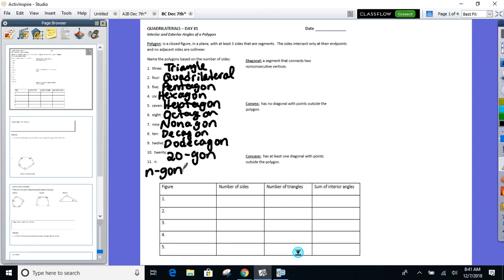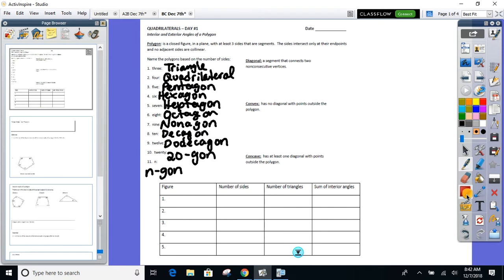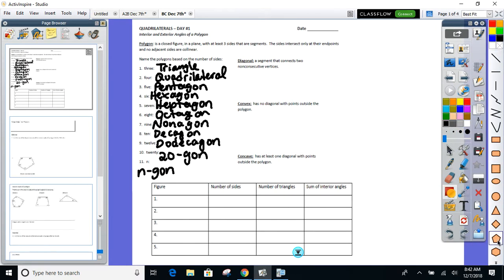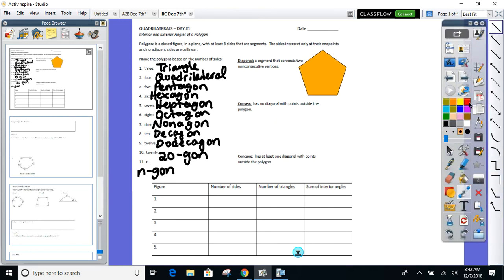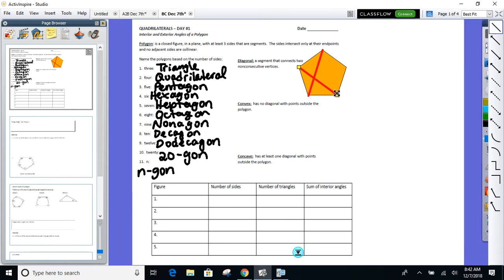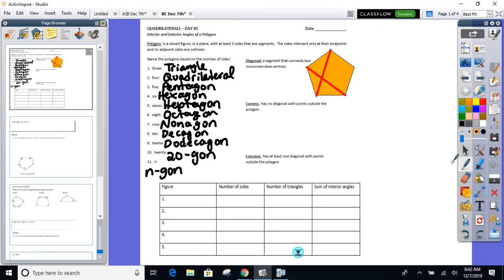Okay, so there are all the basic figures that we're going to be responsible for. Any questions on those names? All right, everyone, hopefully we know what a diagonal is. It connects 2 non-consecutive vertices. You can draw any sided figure you would like right now. I'll stick with my good old pentagon. And diagonal, again, connects 2 non-consecutive vertices. So there are 2 diagonals right there. Well, what if you connect 2 consecutive ones? It's called a side.